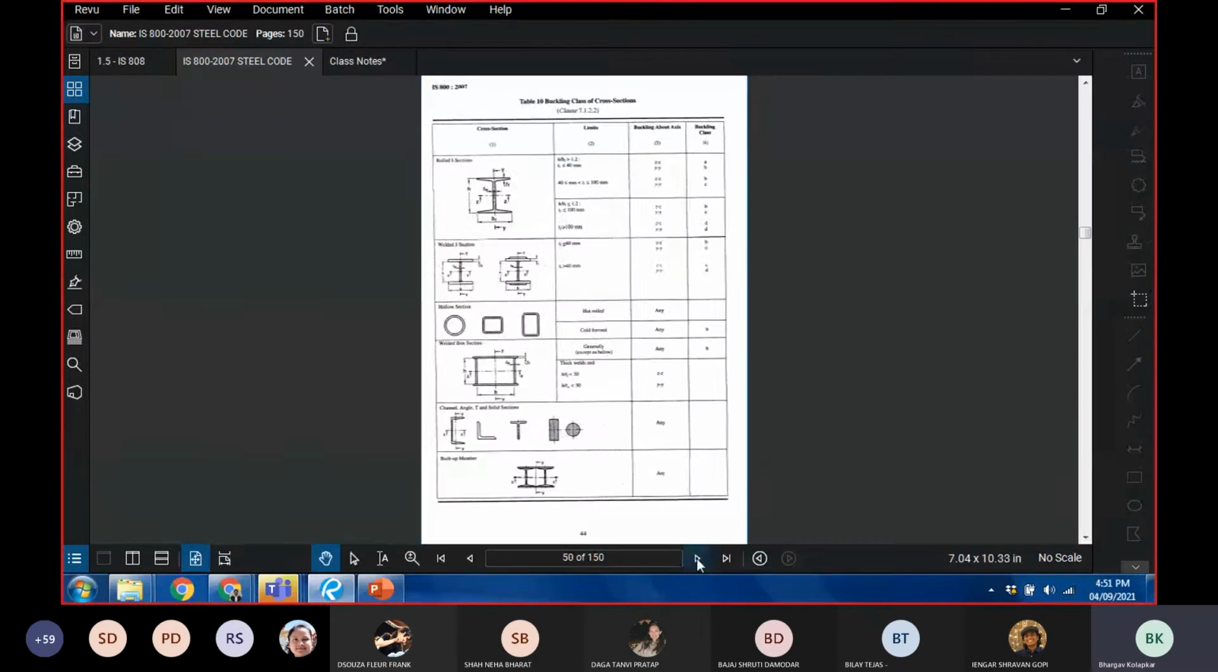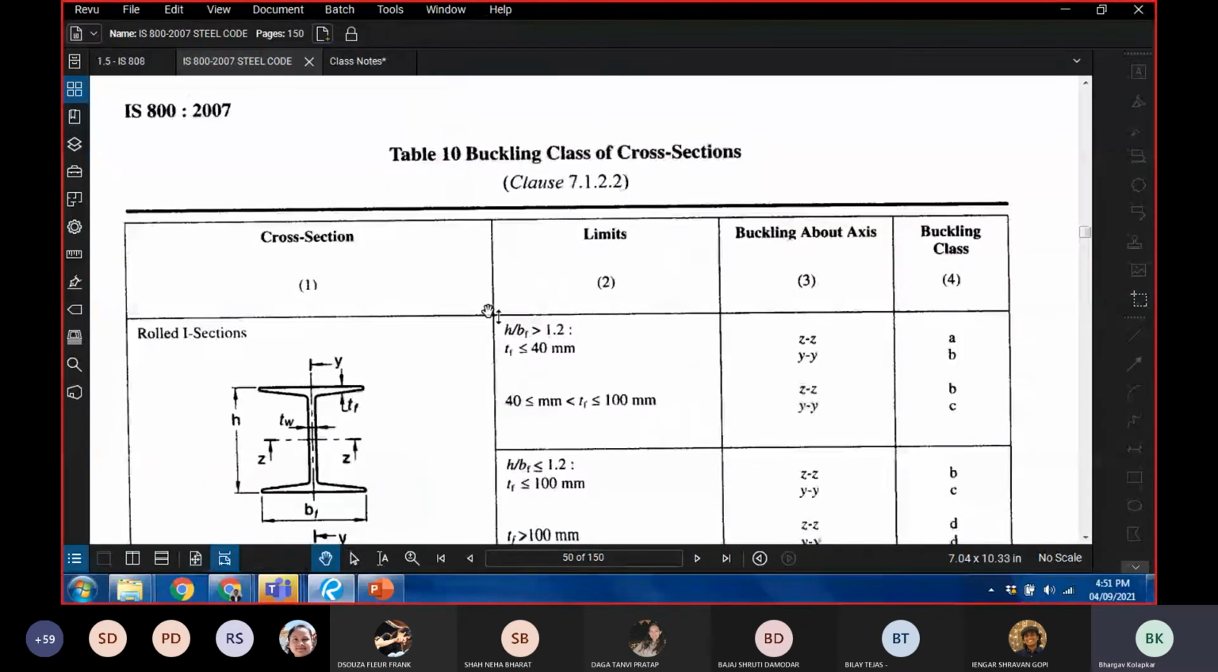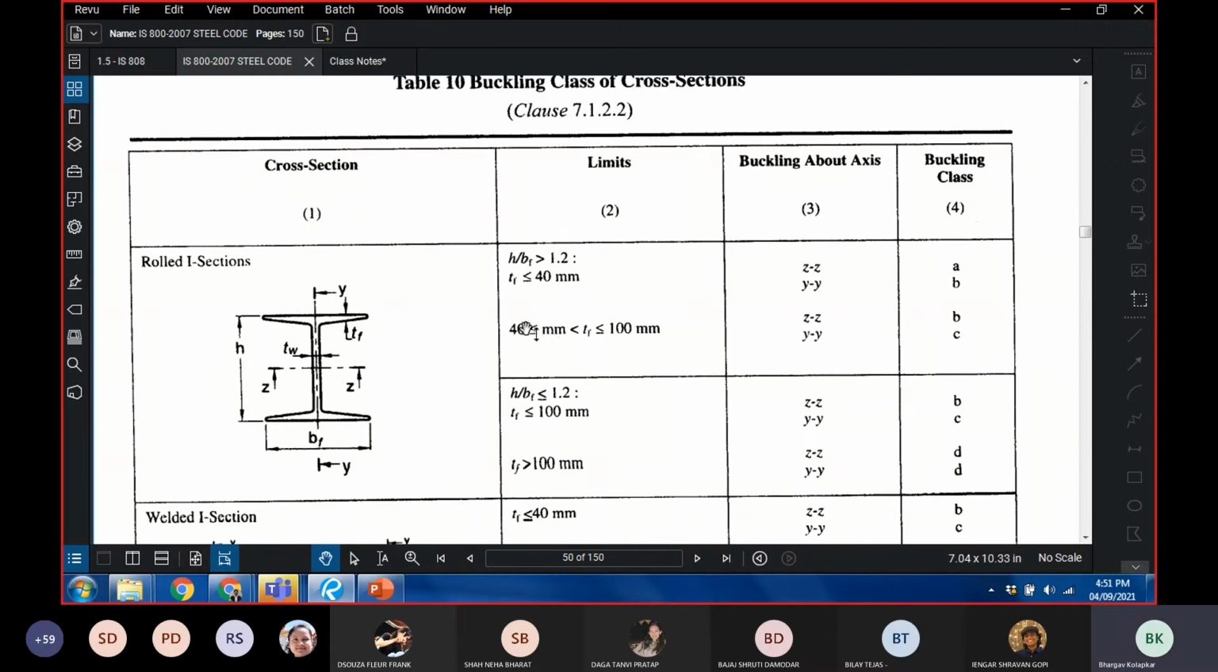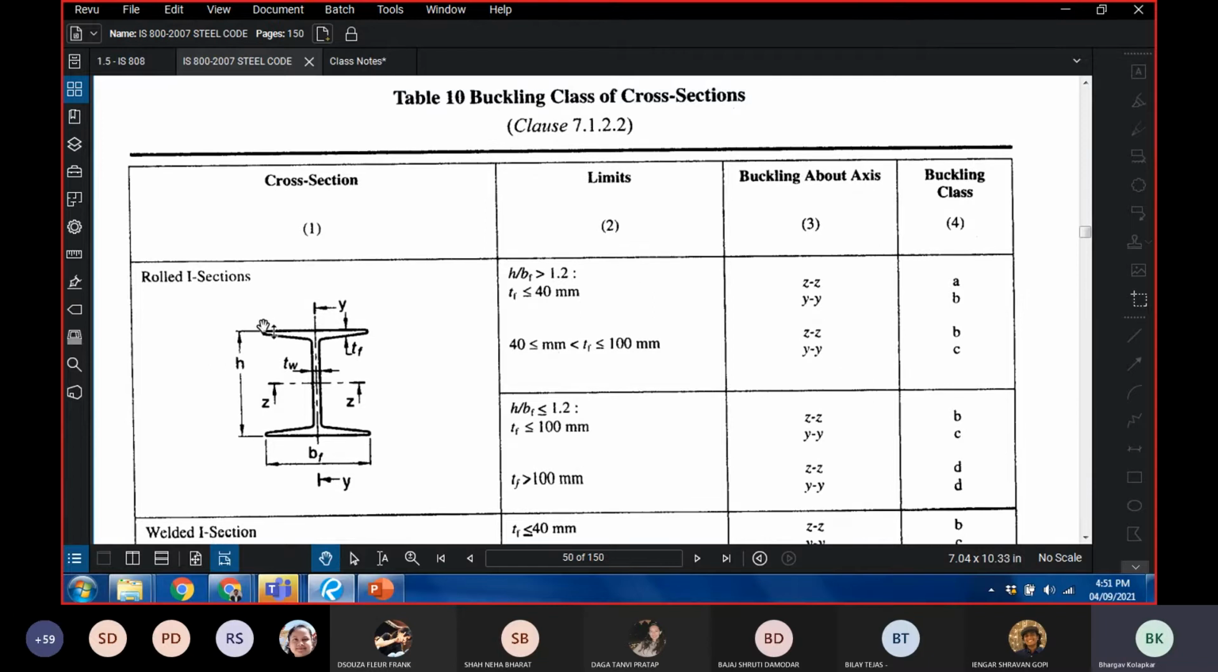This table is number 10, which gives the buckling class of a cross section. The buckling class can be A, B, C, or D, depending upon the relative dimensions of various components. Here, we want to find out the buckling class. We are dealing with an I section, ISMB 500.